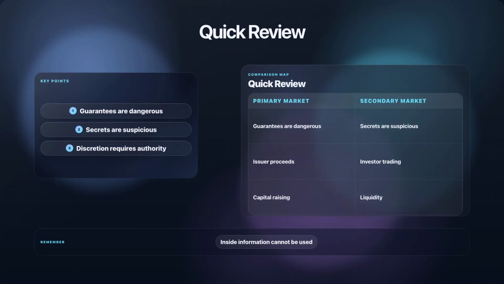Quick review. You should be able to define the topic, identify the parties involved, explain why it matters, and recognize the common trap. If you can do those 4 things, you are studying in the way the SIE actually tests.